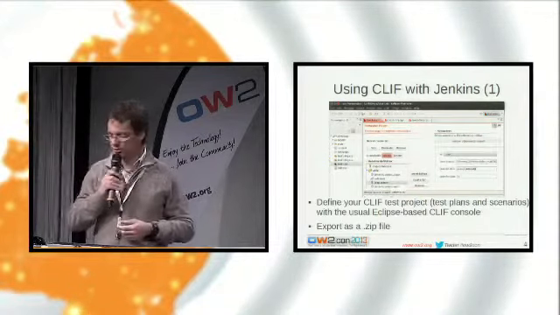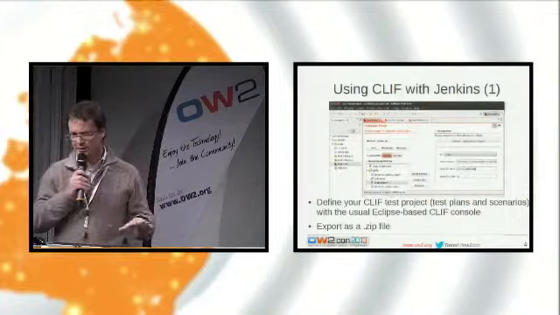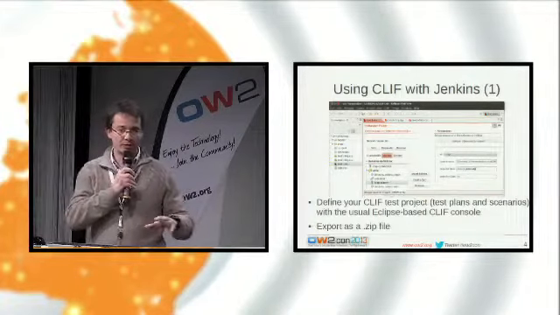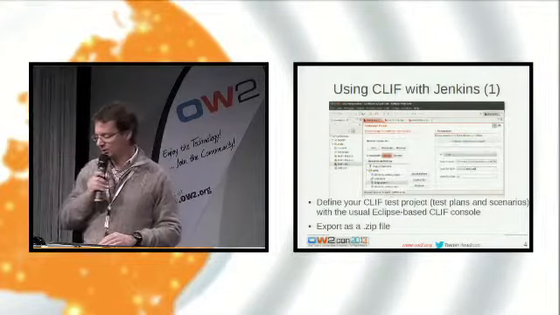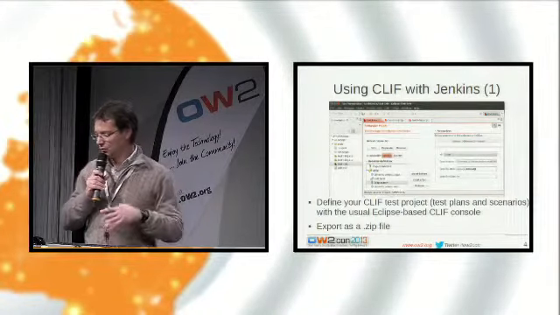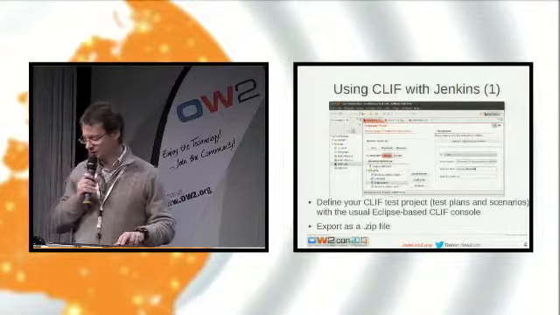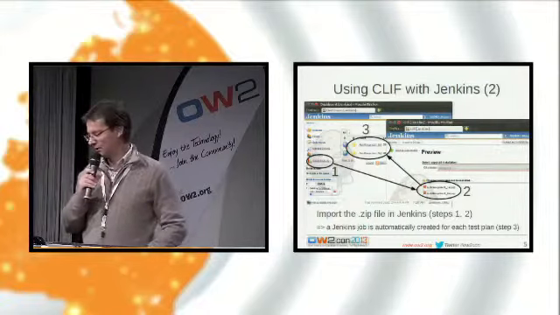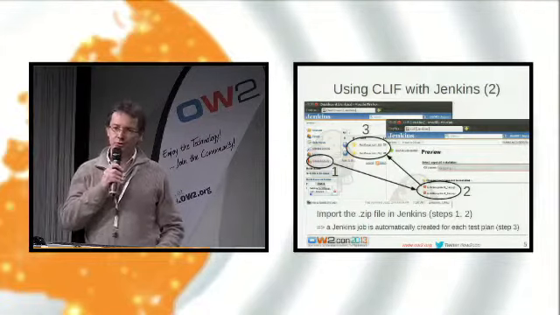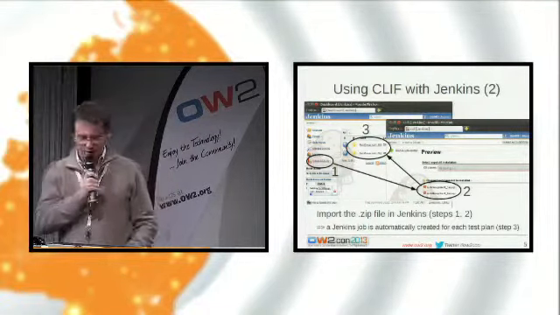Once your test is ready, you can run it from the Eclipse console, of course, to test it, to check that it's operating okay. And then you export it as an archive file, a zip file. And then you just import this zip file into the Jenkins continuous integration server.